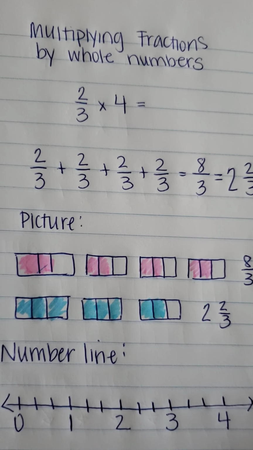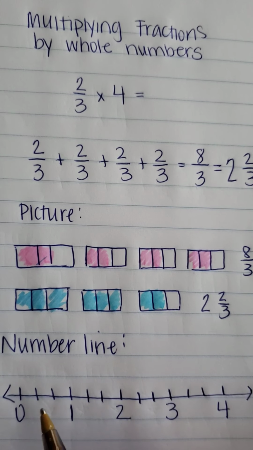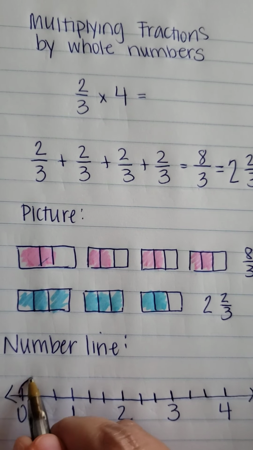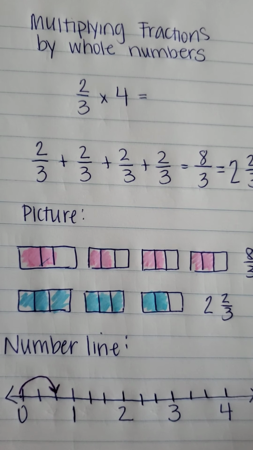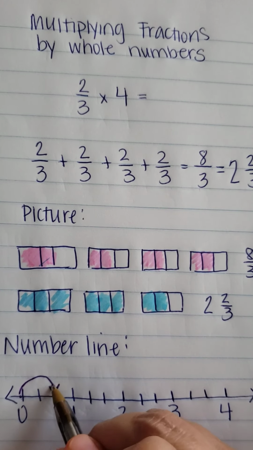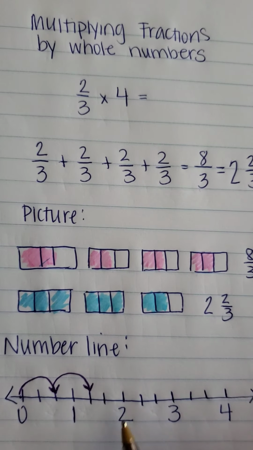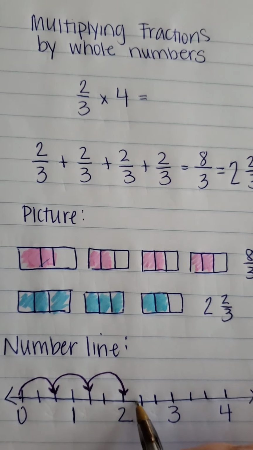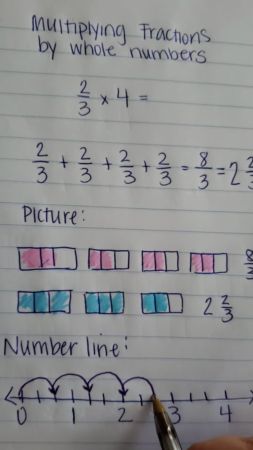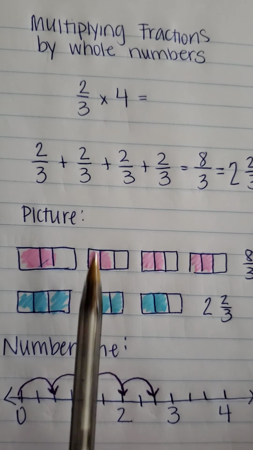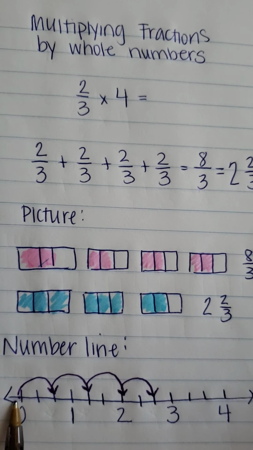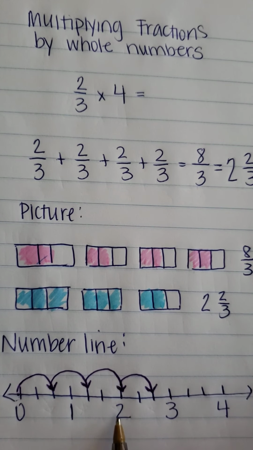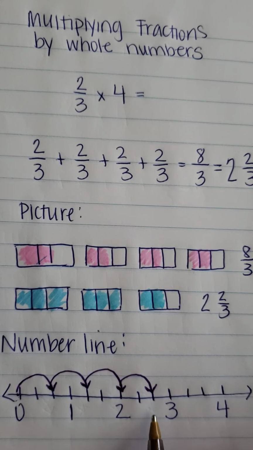So when we get to doing our jumps, we are going to do 2 instead of 1. So 1/3, 2/3, 1/3, 2/3, 1/3, 2/3, and 1/3, 2/3. So we've made 4 jumps. So 2/3, 2/3, 2/3, and 2/3, and we land on 2 wholes and 2/3.